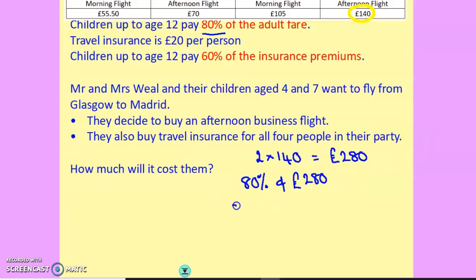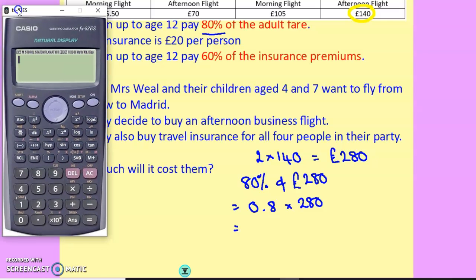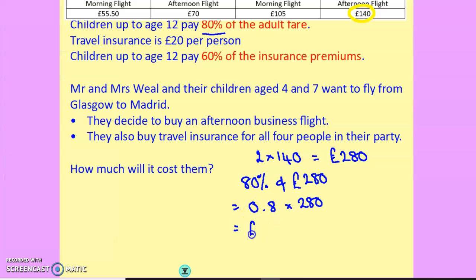Percentages don't change just because we're now talking about booking a trip. Percent still means out of 100, so 80% as a decimal is 0.8, or 80 divided by 100 is 0.8, times the 280, and that gives us, calculator always sits just outside the screen. There we go. 0.8 times 280. That is £224.